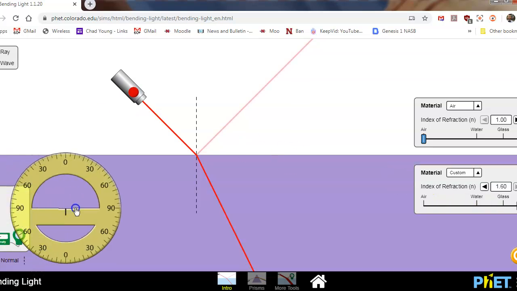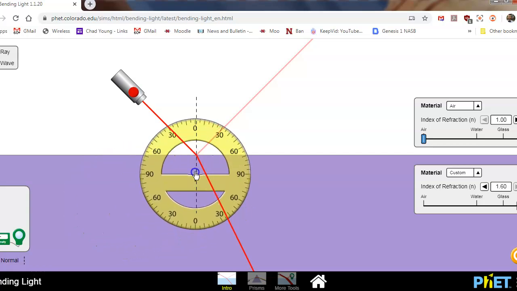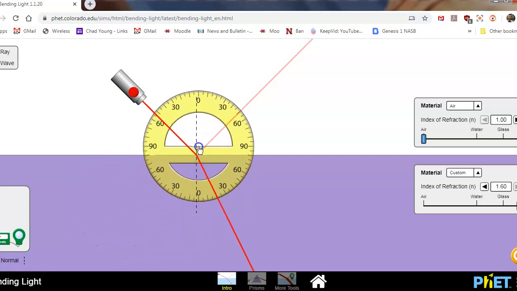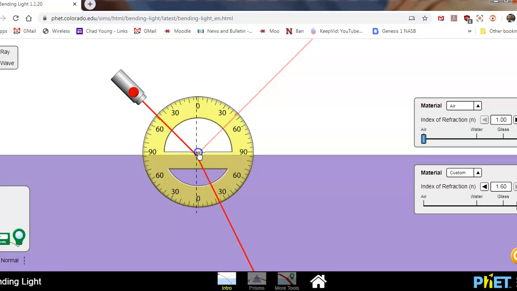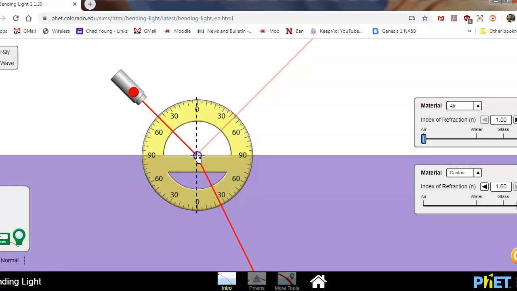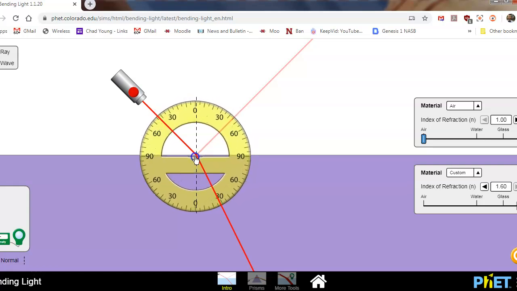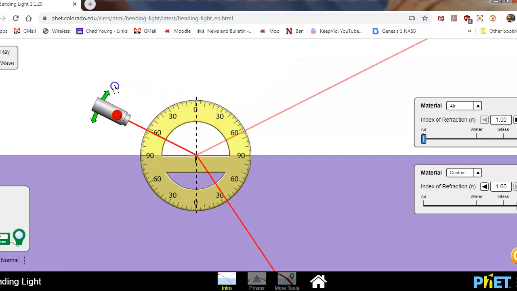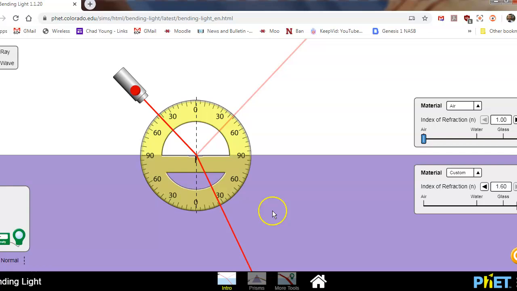And finally, you have a protractor tool here that you're going to be using to measure the various angles. Be careful that you always are measuring from the normal. So drag that thing, line it up with the normal at 0, and then you can measure the angles. You can move this little laser guy. You'll have fun playing with that.